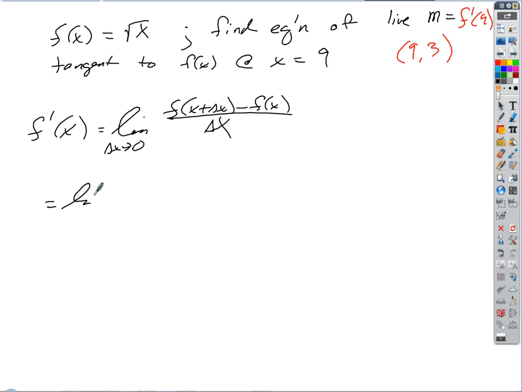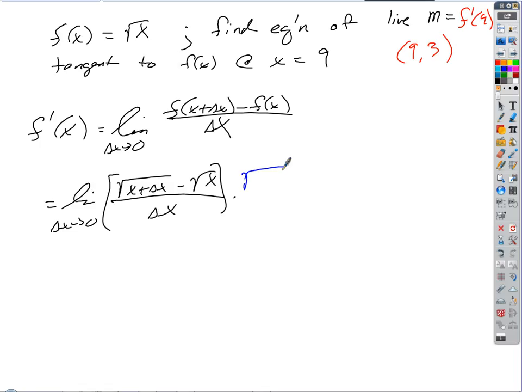We just get the limit of, everybody agree, the square root of x plus delta x minus the square root of x over delta x, as delta x approaches 0. Now, what's our strategy? That's 0 over 0, right? What's our strategy for evaluating a limit like that? Conjugate. So we multiply top and bottom by the conjugate: the square root of x plus delta x plus the square root of x.